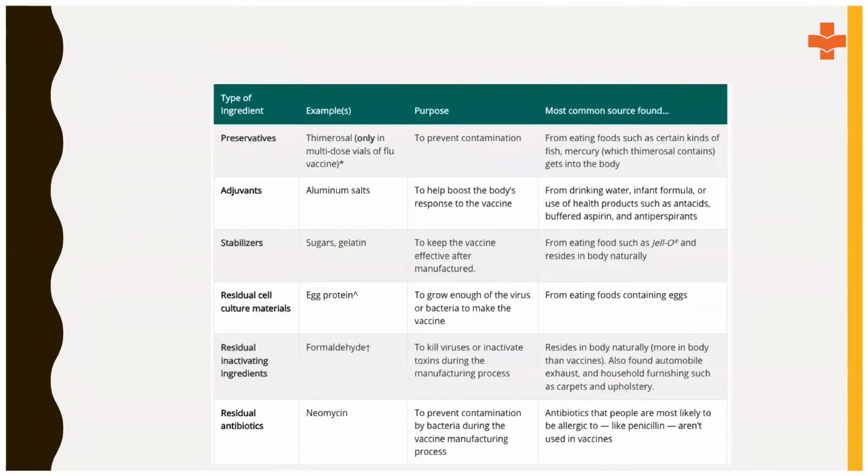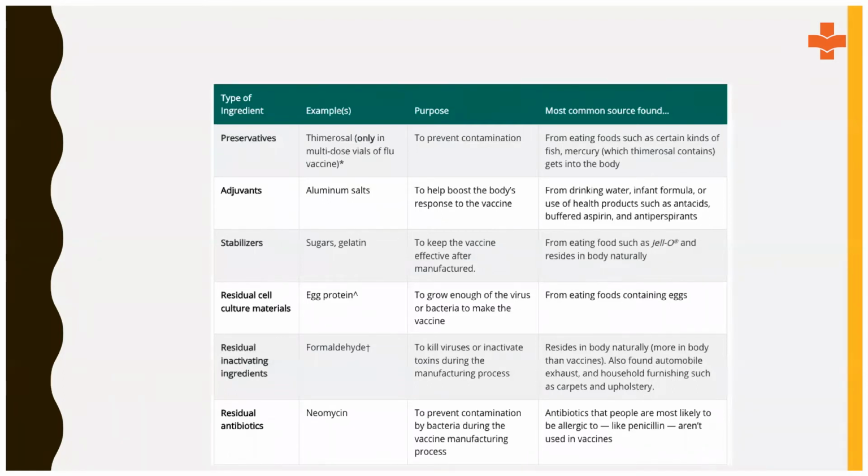So to prevent contamination, they use preservatives, and the most common one is thimerosal, which is used in flu vaccines. And also to help boost the body's response to a vaccine, they use adjuvants like aluminum salts. They also need to keep the vaccine effective after manufacture, so they use stabilizers like sugars and gelatin.